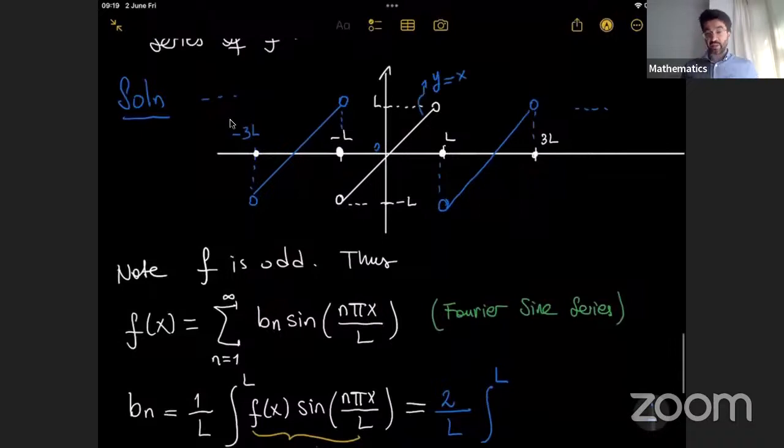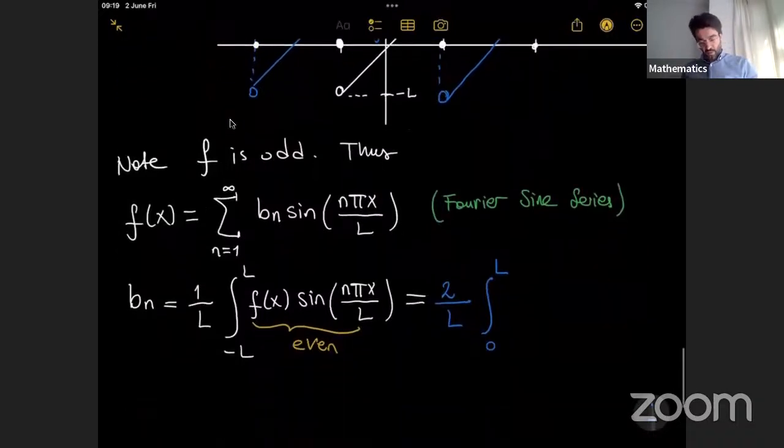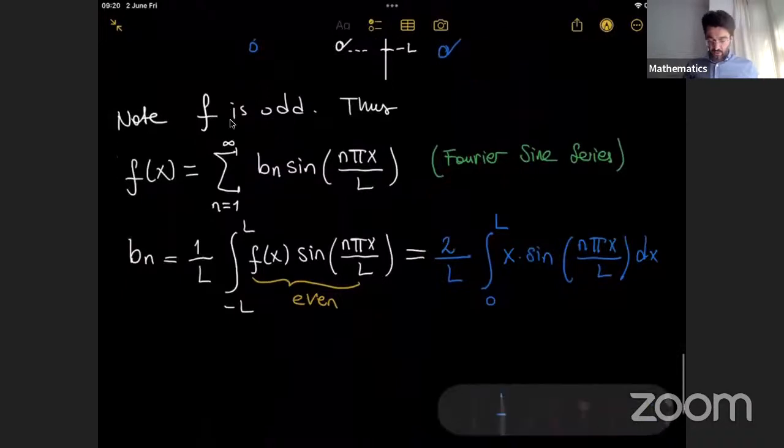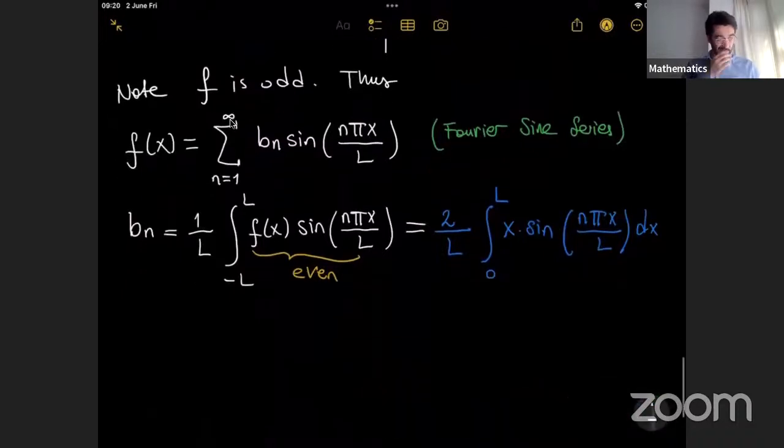Y is equal to x here. So x times sine n pi x over L dx. Well, now you can compute this integral easily.